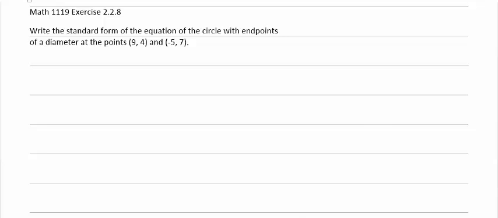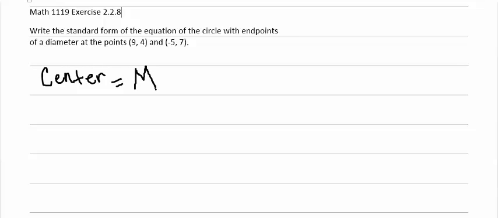Looking at exercise 8 from section 2.2, we want to write the standard form of the equation of a circle with endpoints of a diameter at the points (9, 4) and (-5, 7). Whenever you're given the endpoints of a diameter for a circle, the midpoint of those 2 points is going to be your center.